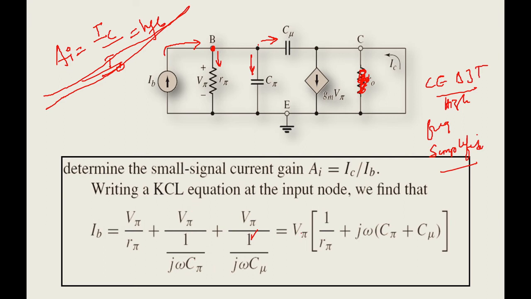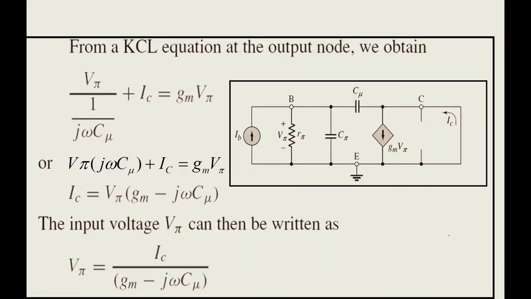What you will get: V pi is common in all terms, so if you take V pi common, you will get 1 divided by R pi plus j omega, taken outside, times C pi plus C mu. So this is your updated equation. I hope you are clear up to this. We'll continue. What I am going to do is apply KVL on the output side.